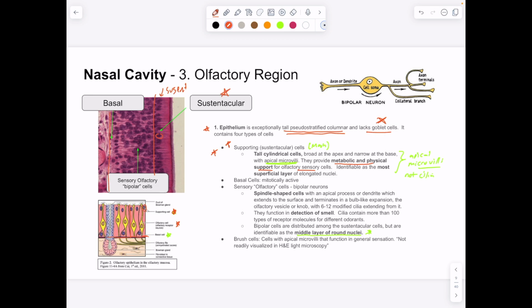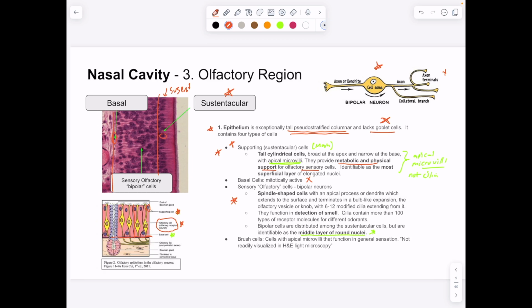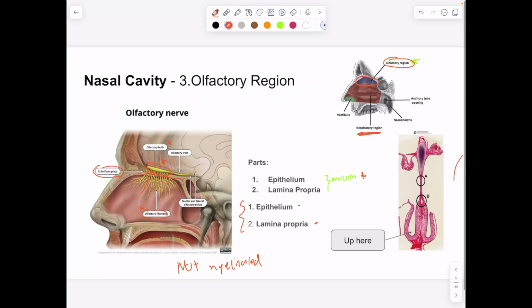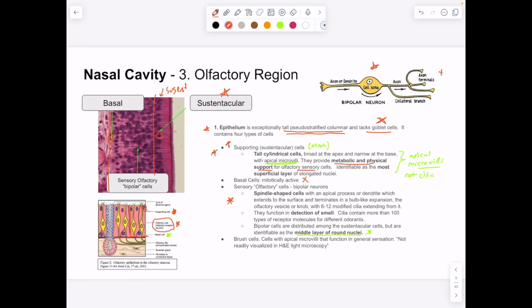The basement membrane is right here, and then we have our basal cells down there, which are mitotically active, and then the olfactory sensory cells are bipolar neurons, which look like this. We can see them here, and they are going to send their dendrites through these olfactory filaments to the olfactory bulb.